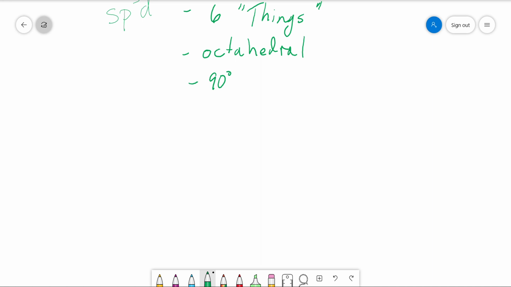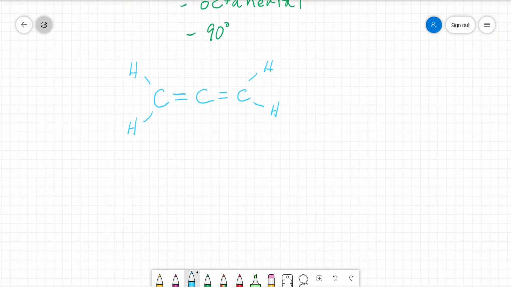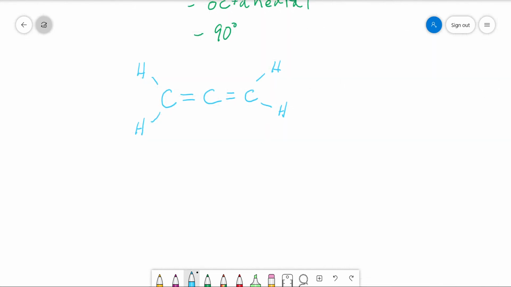Okay, I'm going to give you an example. Here is a molecule. And I want you to tell me the hybridization on all three carbons. So go ahead, pause the video, show me what that looks like. Okay, of course you can't show me what that actually looks like, but let's talk about it real quick.